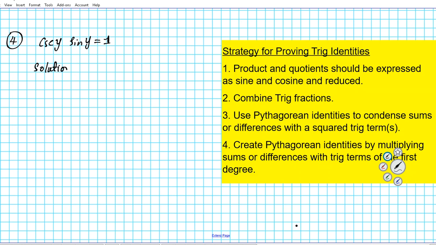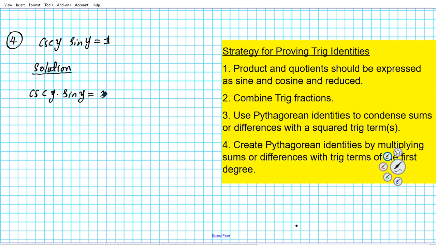Now if you take a look at the yellow box to your right, you're going to see the strategy that we're going to be implementing to carry out the proofs and the identities in this series. If you take a look at the problem that we're dealing with, on the left side of the equation, we have the product of two trig functions, cosecant y and sine y.